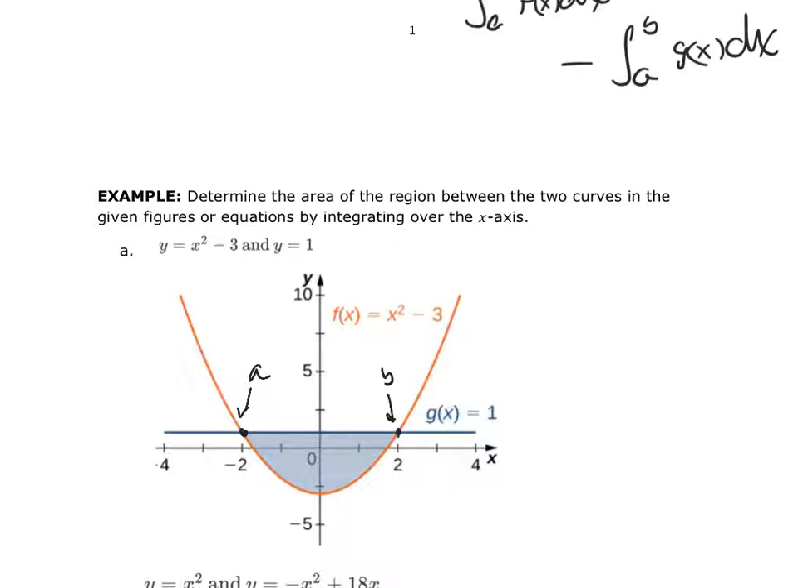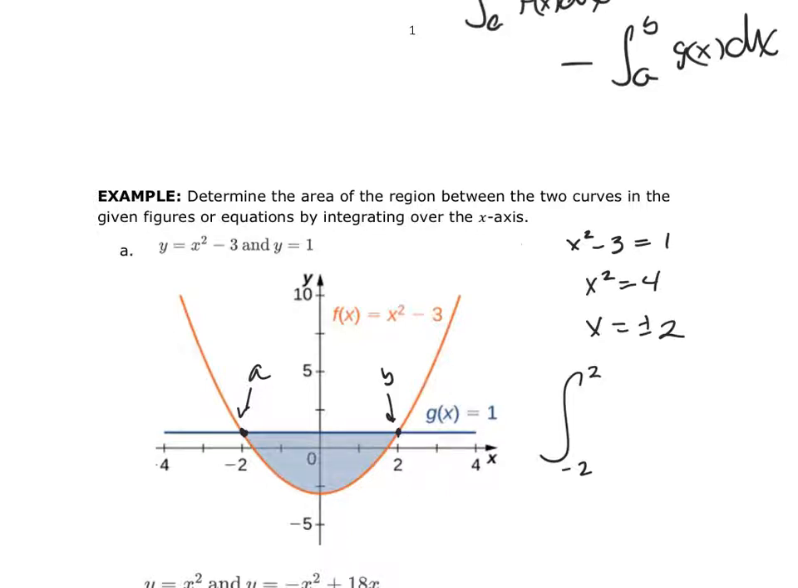But if I didn't know where they were because I didn't have it graphed, then since y is equal to x squared minus 3 and y is equal to 1, I can set those equal to each other and solve. Again, this is if I didn't have the graphs in front of me. I'd add 3 to both sides and I get x squared is equal to 4. Take the square root of both sides and I get x is equal to plus and minus 2. And that tells me my limits, so -2 to 2.